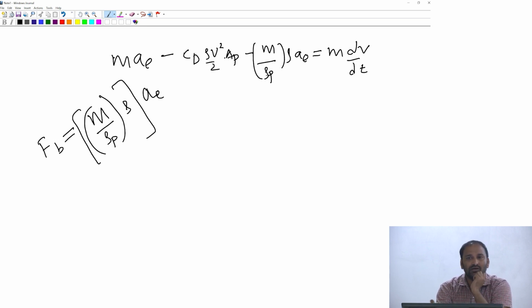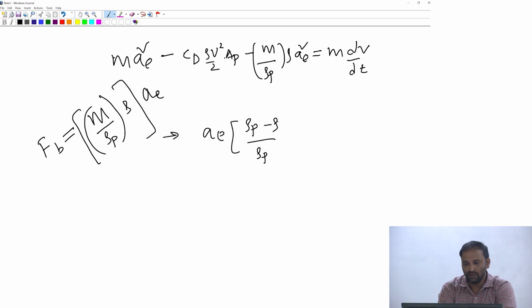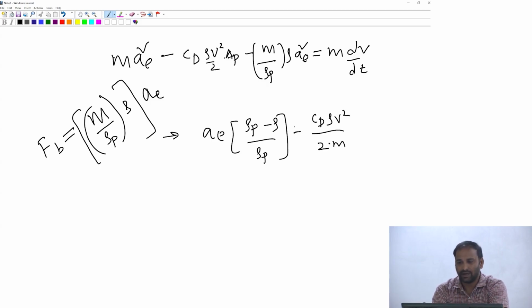So I can do a little bit of rearrangement. Therefore, I can write this as Ae, that's here, as well as here, times (rho p minus rho) divided by rho p, minus CD times rho v square by 2 times m. I'm just dividing everything by m, that into Ap is going to be your dv by dt.